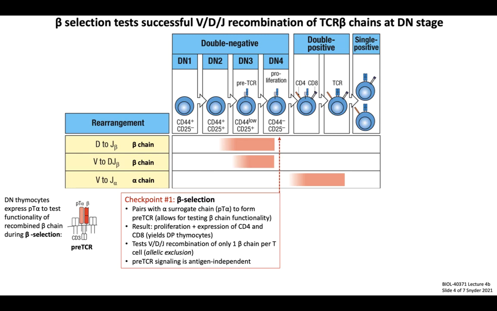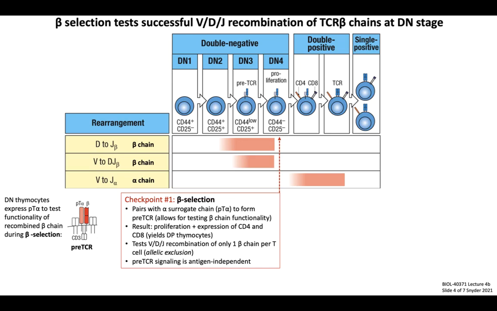So the expression of PT-alpha allows the cell to be interrogated as to whether VDJ recombination successfully generated a functional TCR beta chain. If signaling is successfully engaged, the double-negative thymocyte proliferates and turns on expression of both CD4 and CD8 to progress to the double-positive stage of thymocyte development.